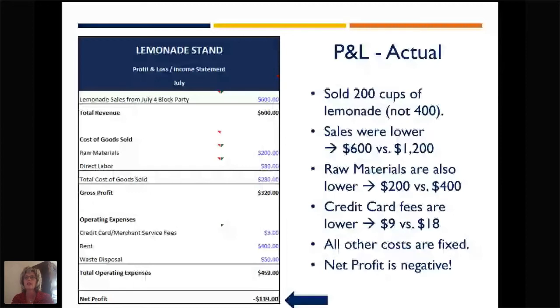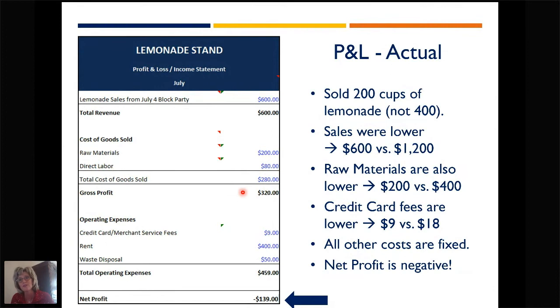So what happened to our costs? Well, it may not be a realistic assumption, but I'm going to say that I can reuse my lemons. They were pretty hard lemons. They're going to be able to hang around. So I'm not going to have any waste in this case. I'm just going to say my raw materials ended up being half, $200 versus $400. I still had to pay $80 for the people who helped me. They were still there for 4 hours apiece. So here's my gross profit of $320.